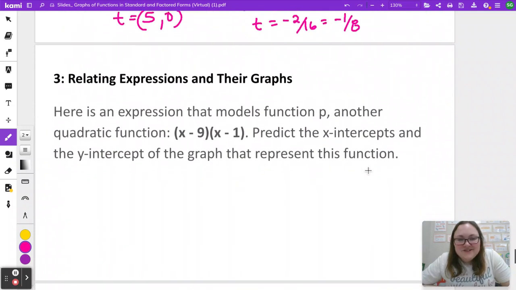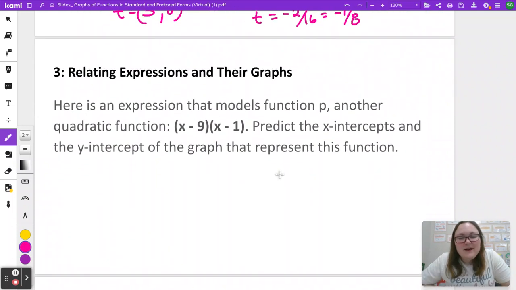There is one question left for you on the screen. This will be a great way for you to check in and see how you're doing at being able to predict x-intercepts and y-intercepts from graphs. Go ahead, pause the video here one final time and try this practice problem.